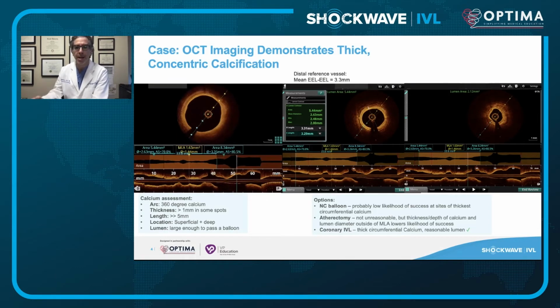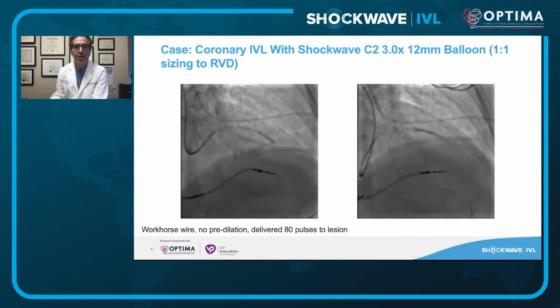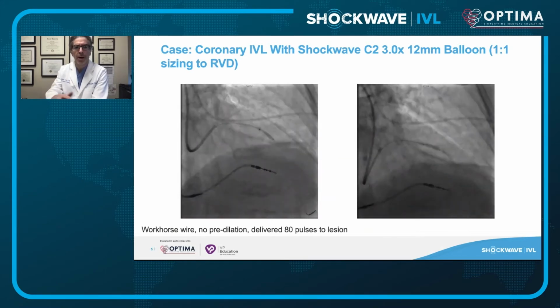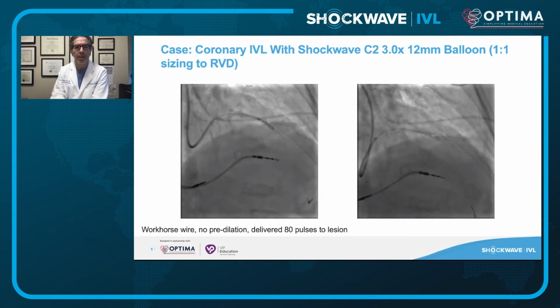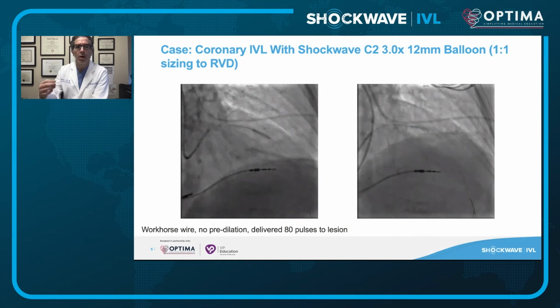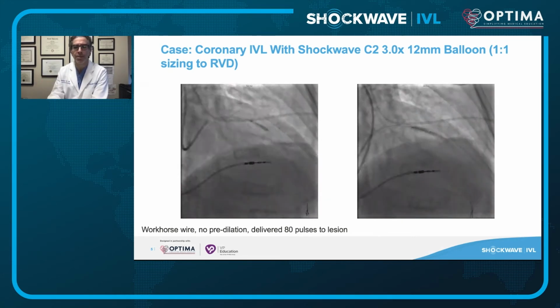Here again, there's thick circumferential calcification, a reasonable lumen, and deep calcium. So I think coronary IVL was the right choice here, or is the right choice. So here I'm using a 3.0 by 12 IVL catheter balloon. And it's just images on store fluoro of the IVL being delivered at 4 atmospheres of pressure on the balloon. You see the opening of the waist of the balloon, both in the more mid and proximal sections of the lesion.